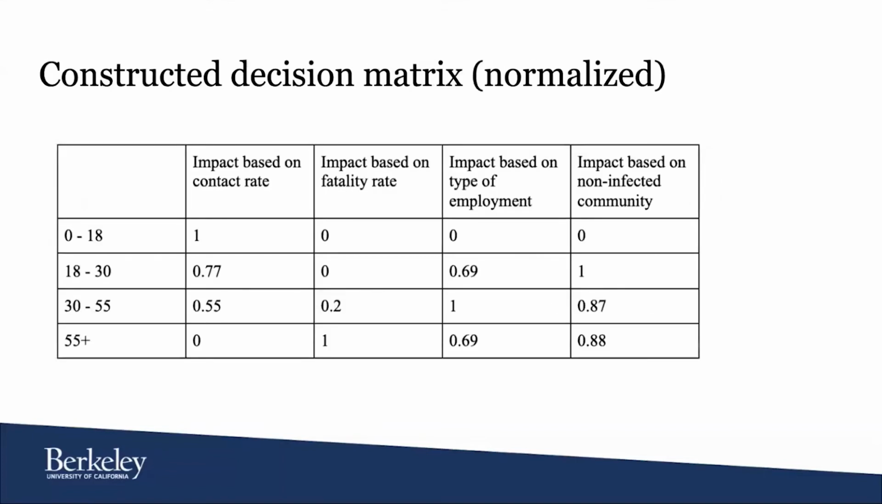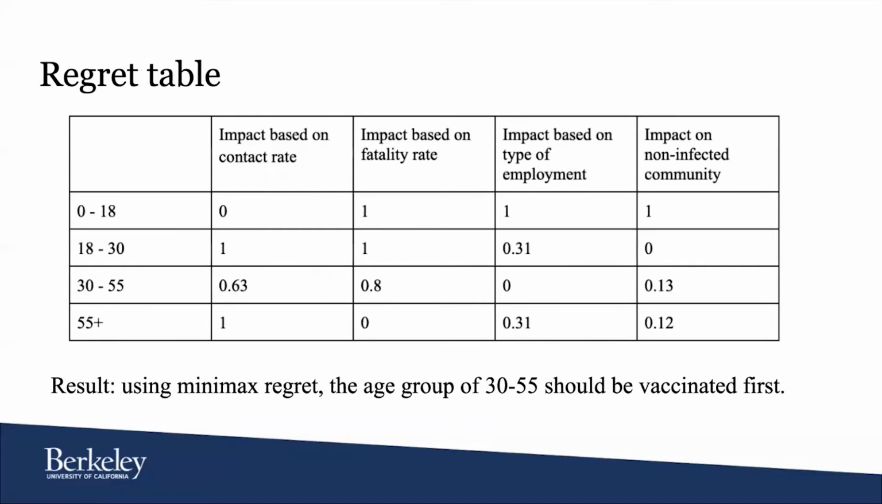So after normalizing all the data using minimax scaling, this is the decision matrix that we came up with, and then creating a regret table based on the decision matrix we had, and using minimax regret, we see that we would first vaccinate the 30 to 55 age group.